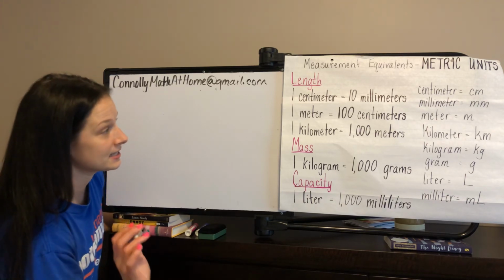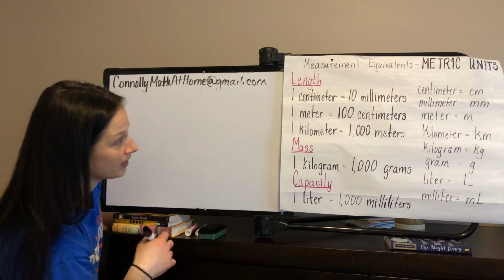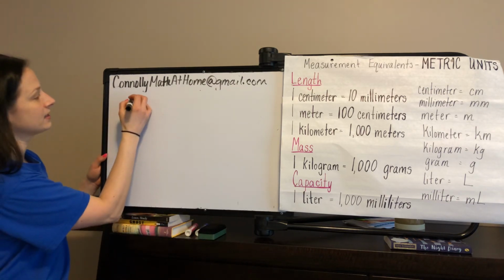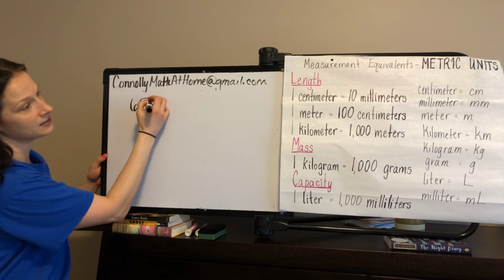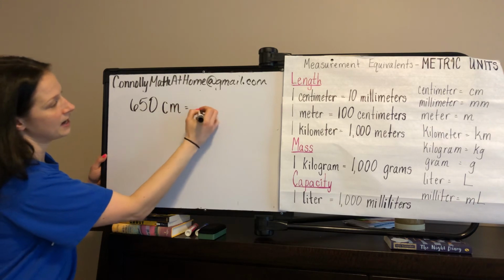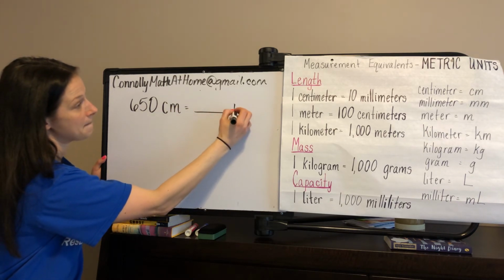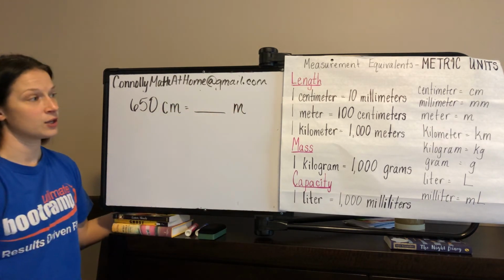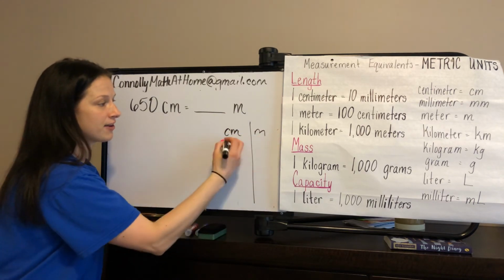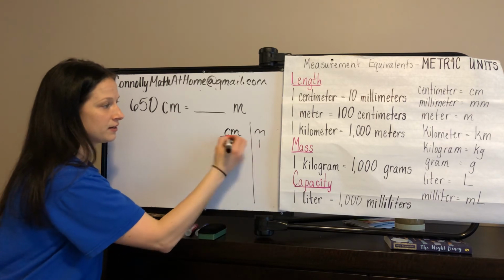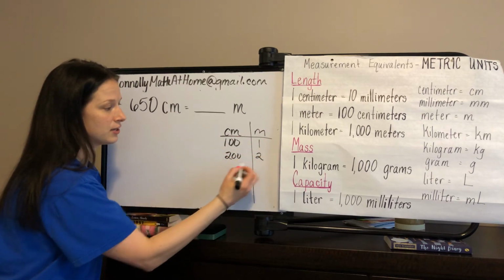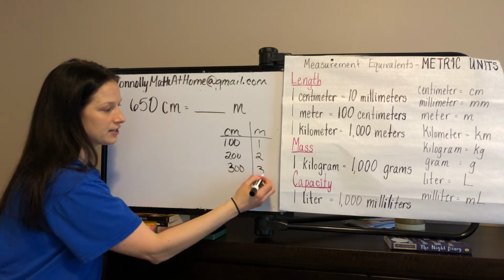So let's say that I want to divide, so I'm going to say that I have 650 centimeters, and I want to know how many meters is that. So first I'm going to say what happens going centimeters to meters. If I have 100 centimeters, I have 1 meter. If I have 200, if I add another 200 centimeters, that's 2. If I add another 300 centimeters, that's 3.